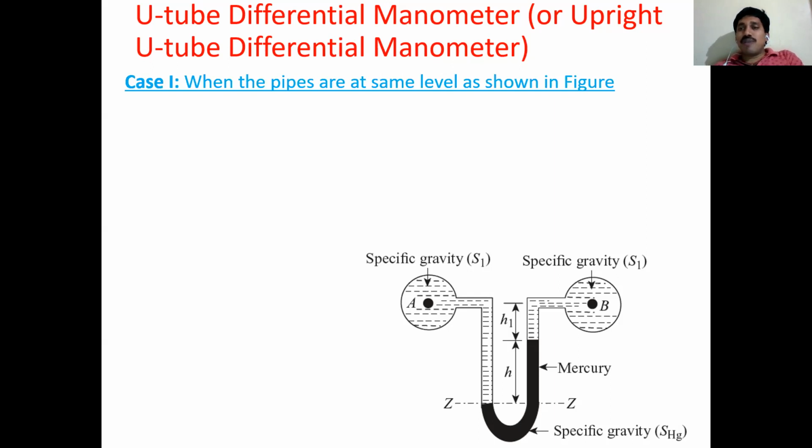S1 is the specific gravity of the liquid in pipeline A. If I take the same liquid on both sides, we have S1 and S1. When we take a different specific gravity, we can take S2 for pipeline B. SHG means the specific gravity of mercury in the U tube manometer. The height levels are mentioned here. From point A or point B to the mercury level on the right limb, we assume H1. H is the difference between the two mercury levels on the left and right limbs of the U tube manometer.